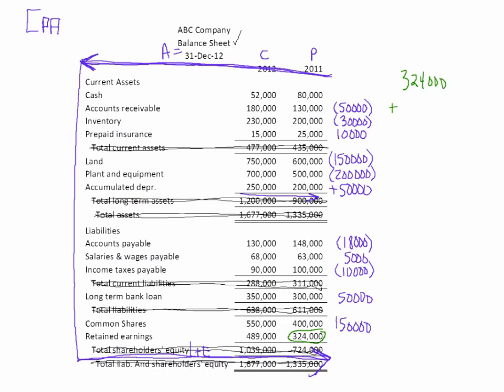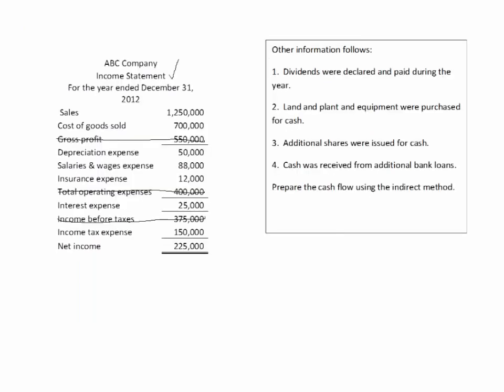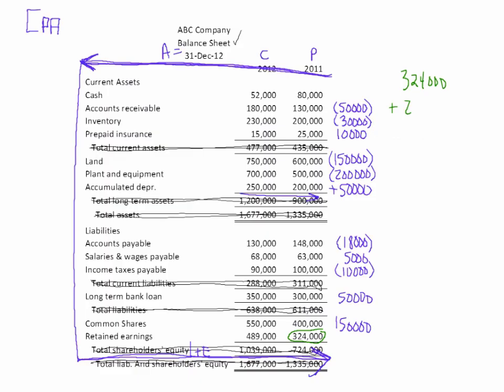I'm going to add in the net income. I can't remember what the net income is, but I can look at the income statement. The net income is $225,000. So I add in $225,000. Then I'm going to deduct the dividends, and I don't know what they are. And then I'm going to put the closing retained earnings, and the closing retained earnings is $489.